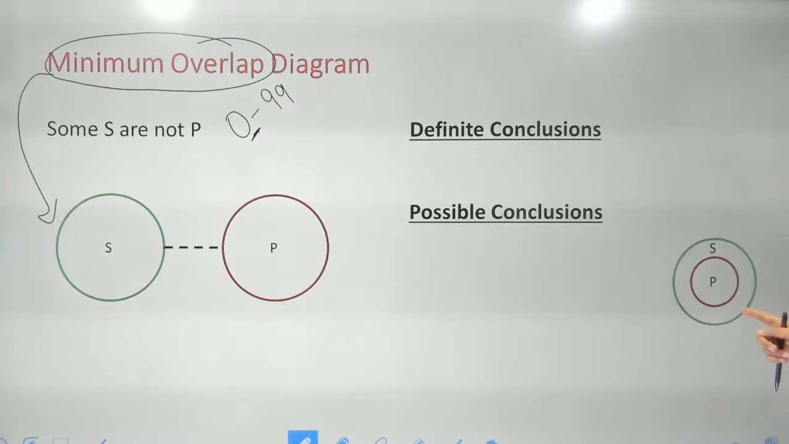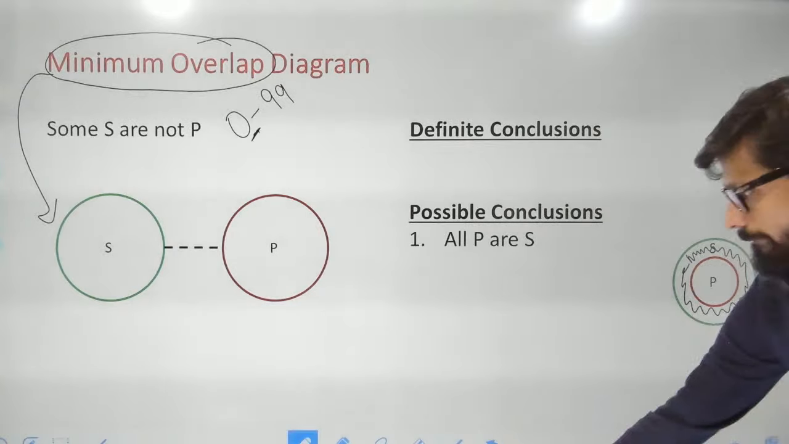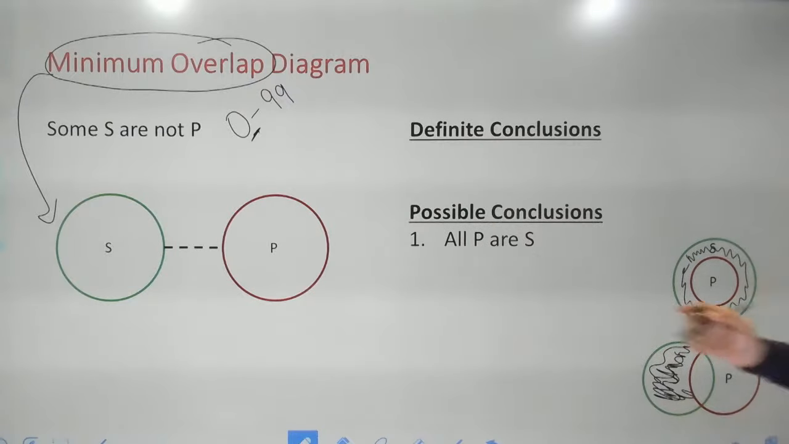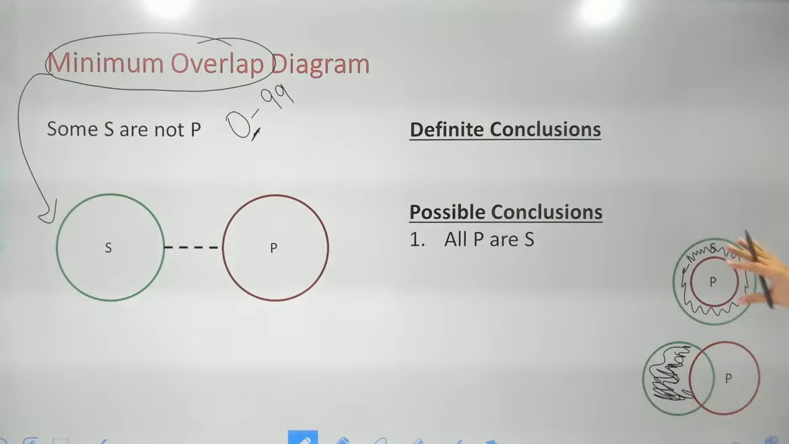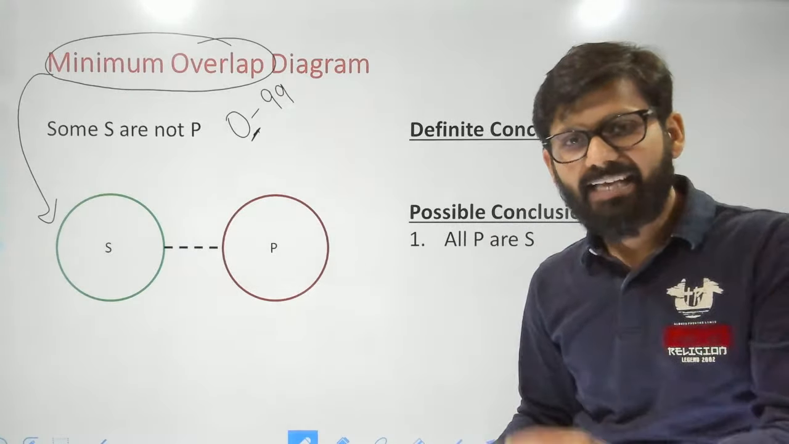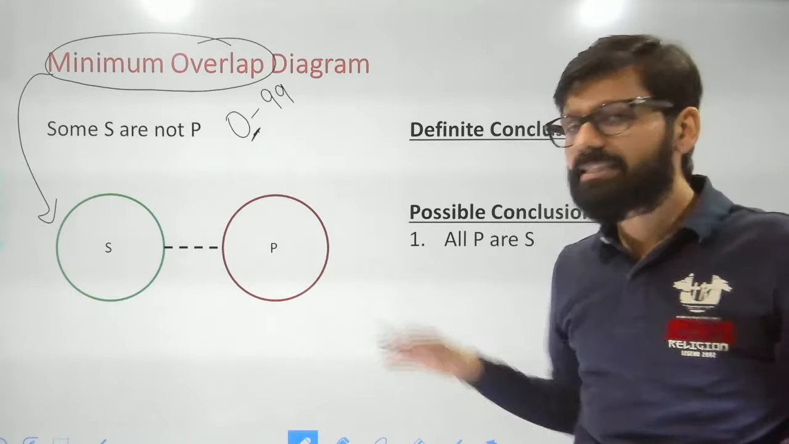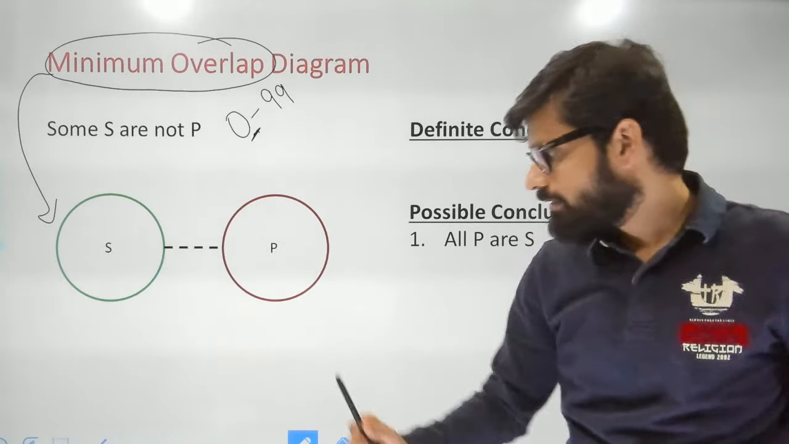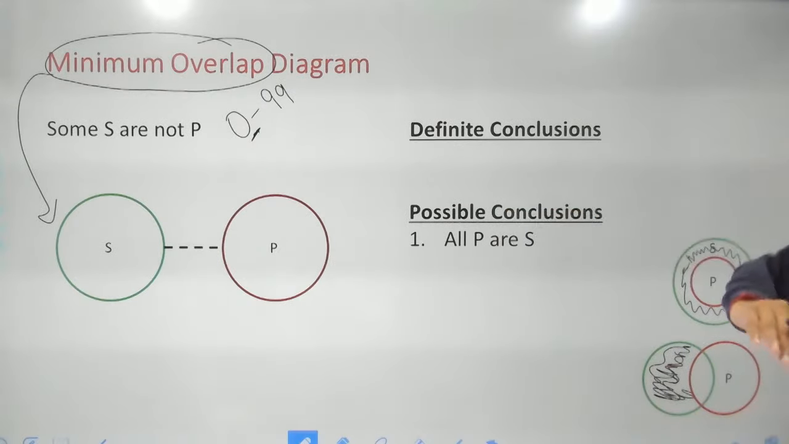So one way to represent "Some S are not P" is this, and we understand this portion of the diagram is "Some S are not P", right? Now another way to draw it is this. Again, this portion of the diagram is "Some S are not P". Right, so it can be represented in this way, and in this way. Again, which is the best diagram, we don't know. Which is the exact true representation, we don't know. All three are possible. And when we are solving questions, we are drawing this diagram, which is the minimum overlap diagram, right?